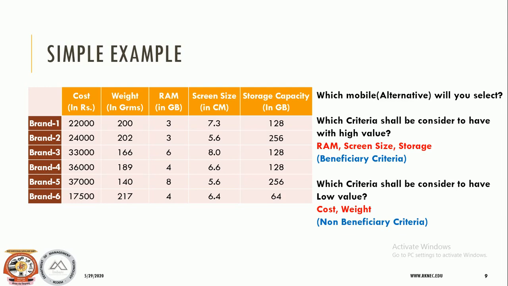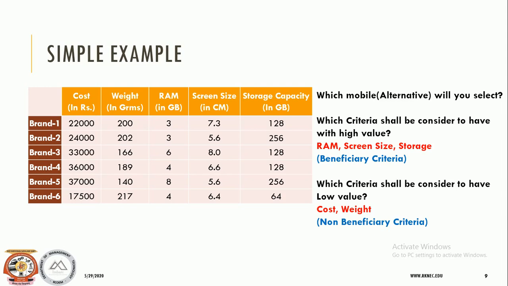So if cost is low, then it is okay. If weight is low, then also it is okay. So this will be treated as a non-beneficiary criteria or a cost criteria. Either monetary or non-monetary criteria, beneficiary, non-beneficiary criteria, benefit criteria, or cost criteria, you may call it by any name. Different literature uses different words for it.